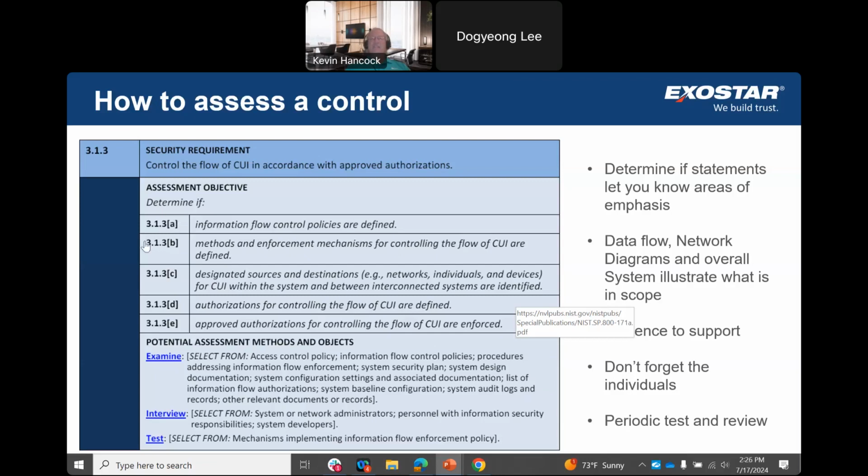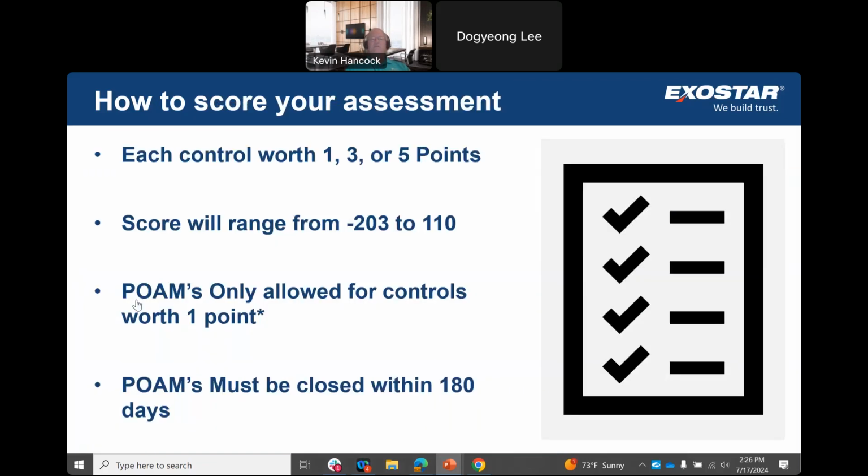So you should have these things documented, these policies and procedures, as part of your overall system security plan. So you should have a policy and procedure in place for these things. Whoops, sorry, I didn't mean to go back yet.